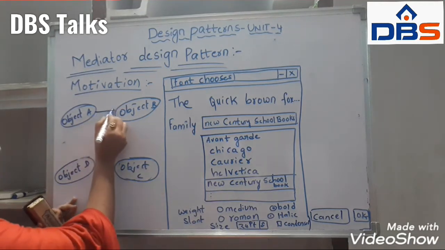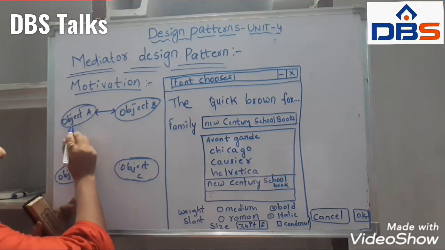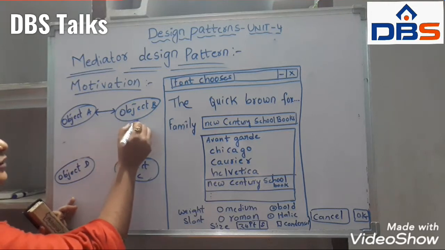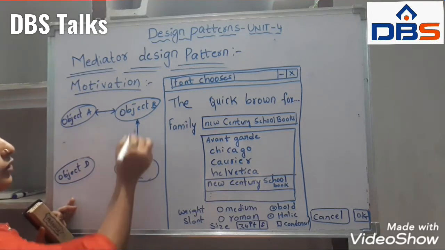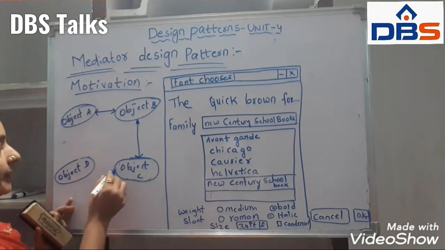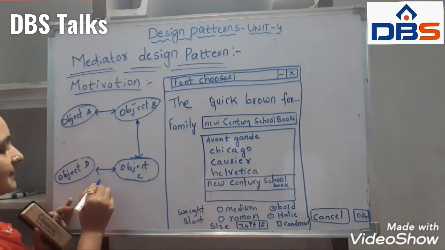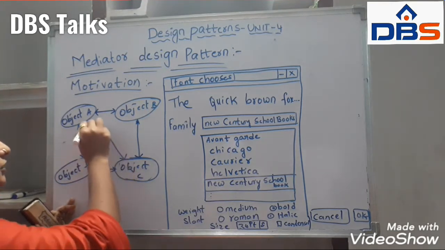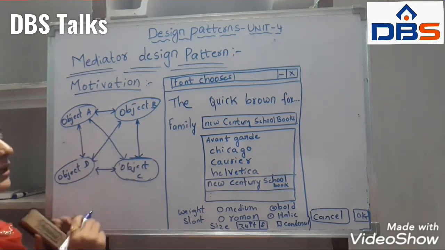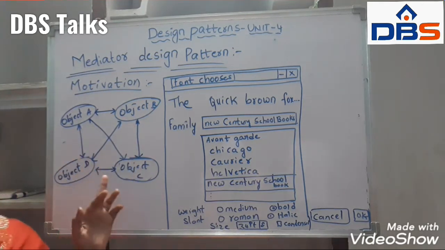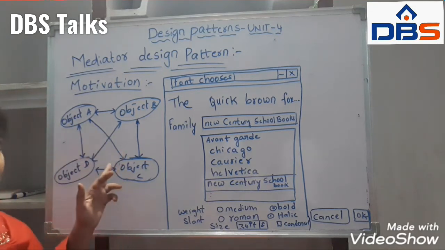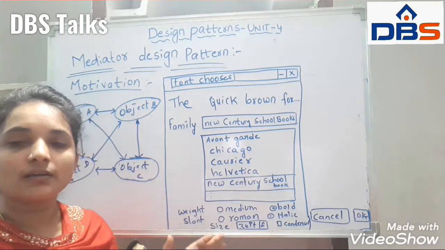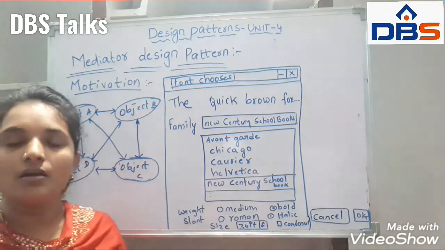There is a communication between A and B: object A wants to send data to object B, and A has the reference of object B. B wants to send data to object C, and B knows the reference of object C. C wants to send data to object D, and C knows the reference of object D. Every object wants to communicate with each other. If the communication is like this, a lot of complexity will occur. Complexity means clumsiness.